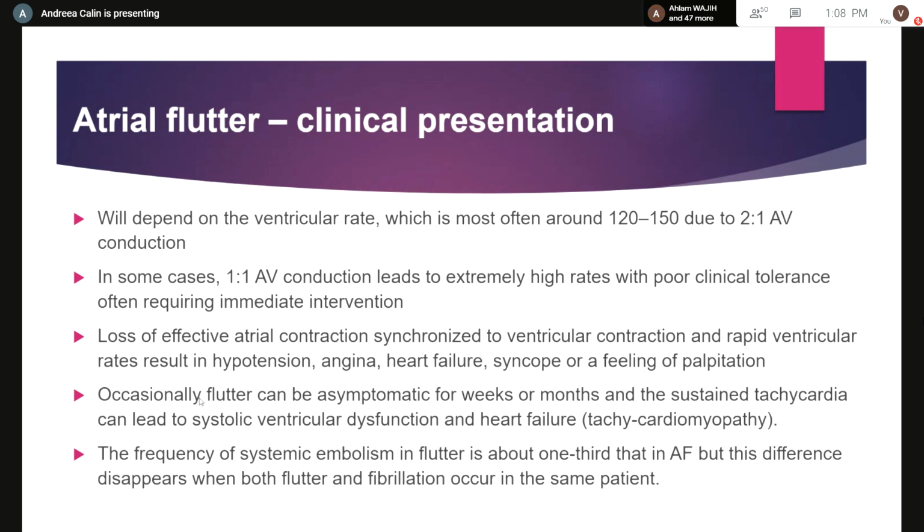Occasionally, atrial flutter can be asymptomatic for weeks or even months, and this sustained tachycardia can lead to systolic dysfunction and heart failure with a tachycardia-induced cardiomyopathy. In atrial flutter, there is a risk of systemic embolism, and we should anticoagulate these patients.